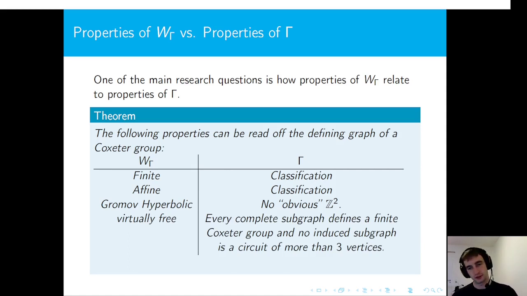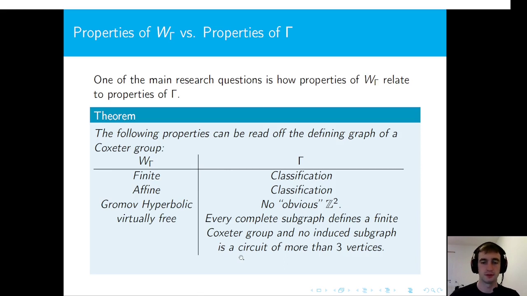The Coxeter group is virtually free. Well, how do you tell this from the graph? Well, you need every complete subgraph to define a finite Coxeter group. So complete means all vertices are connected by edges, and no induced subgraph is a circuit of more than three vertices. You can have three, but not four. Okay, so this can be checked, right? If you're given a Coxeter graph and you take some time, then you can check this. Unless it's like 7 billion vertices big, then you ask your favorite computer to check this for you.